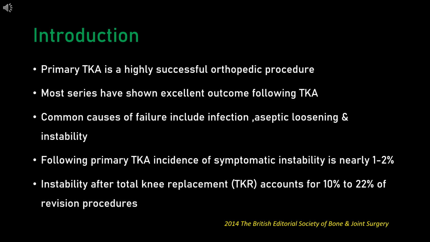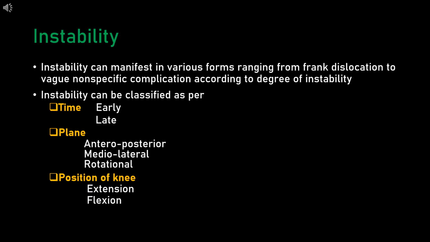Instability after total knee replacement accounts for 10 to 22% of the revision procedures. Instability can manifest in various forms, ranging from frank dislocation to vague non-specific complaints, according to the degree of instability. Instability can be classified as per time as early or late, and as plain, anteroposterior, mediolateral or rotational instability. By position of the knee, it can be an extension or a flexion instability.